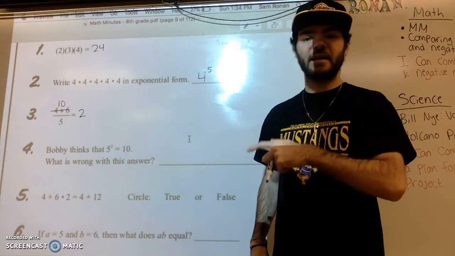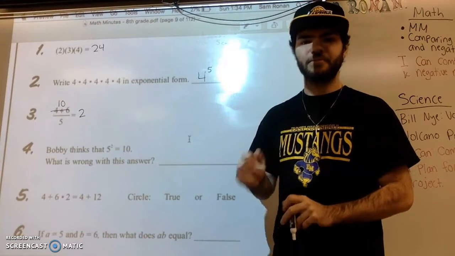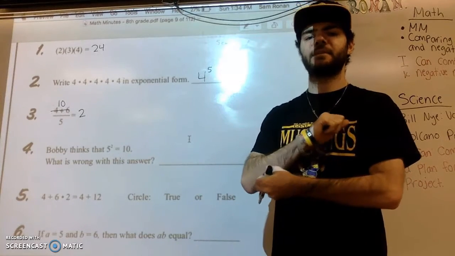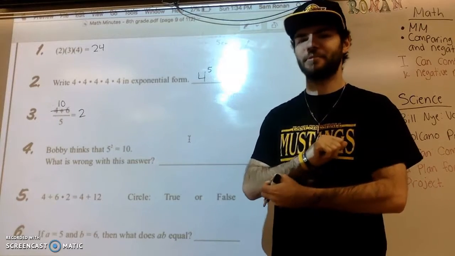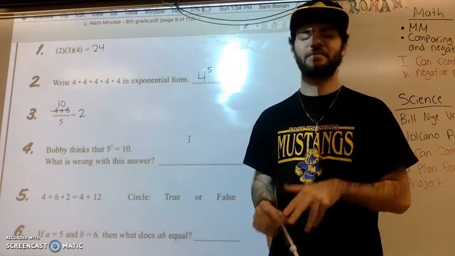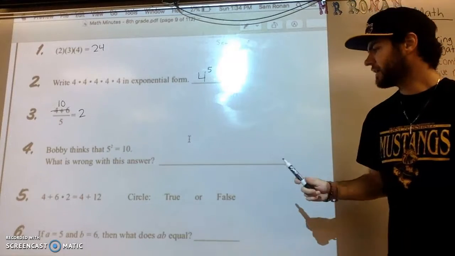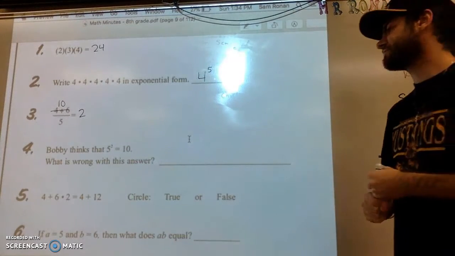That exponent means 5 times itself 2 times. So it would really be 5 times 5. Okay? So Bobby just made a common mistake. He read it as multiplication. So 5 times 2 instead of 5 times 5. All right? Number 5. We have to decide whether this is true or false.